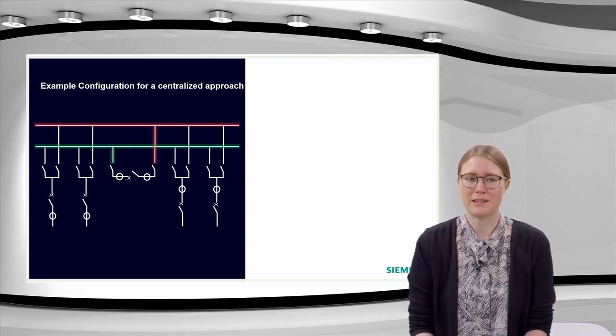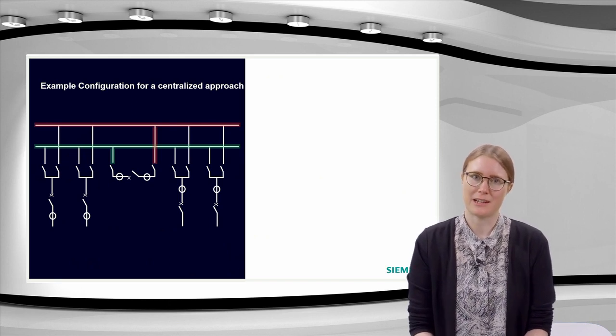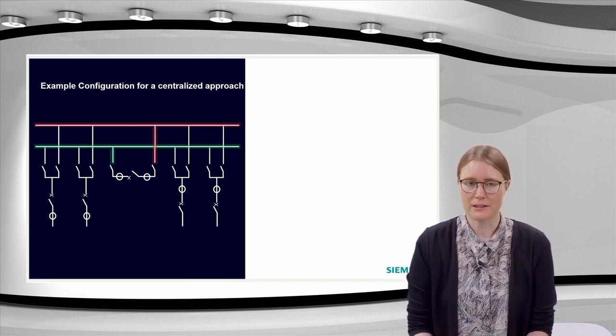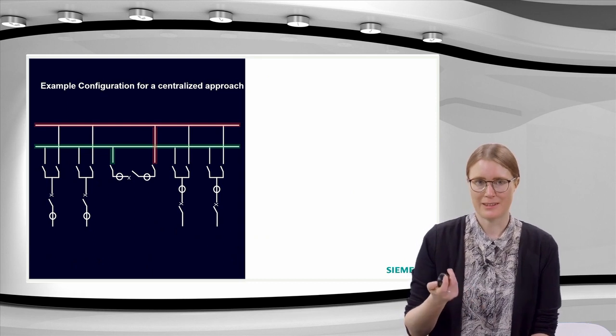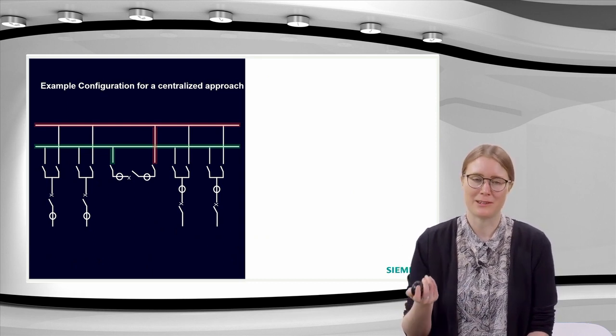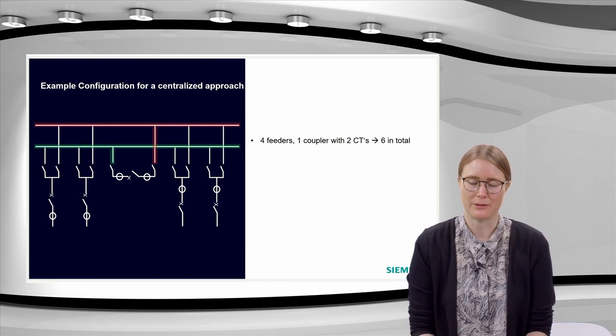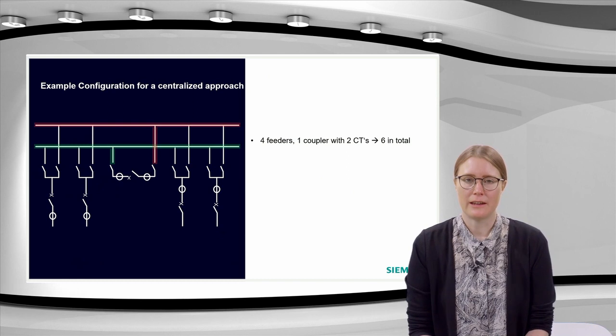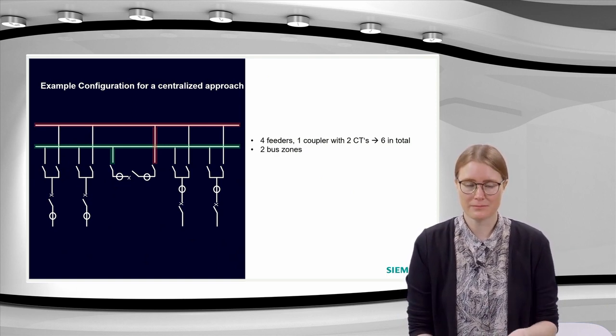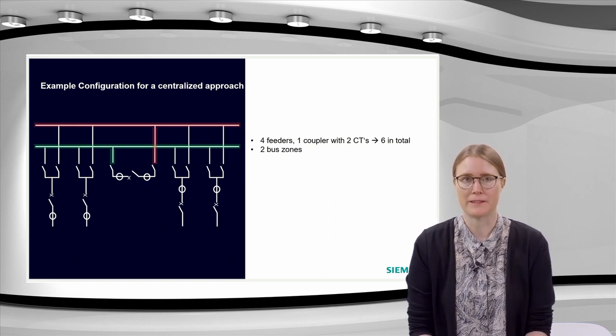We have a double busbar with 4 feeders and 1 coupler, 2 feeders on the left side of the coupler and 2 feeders on the right side of the coupler. And the coupler has 2 CTs. Okay, so let's check what the bullet points for the configurator are. We have 4 feeders and 1 coupler, so 5 bays in total, and 6 current transformers in this overall configuration. We have a double busbar, and for this, we need 2 bus zones.